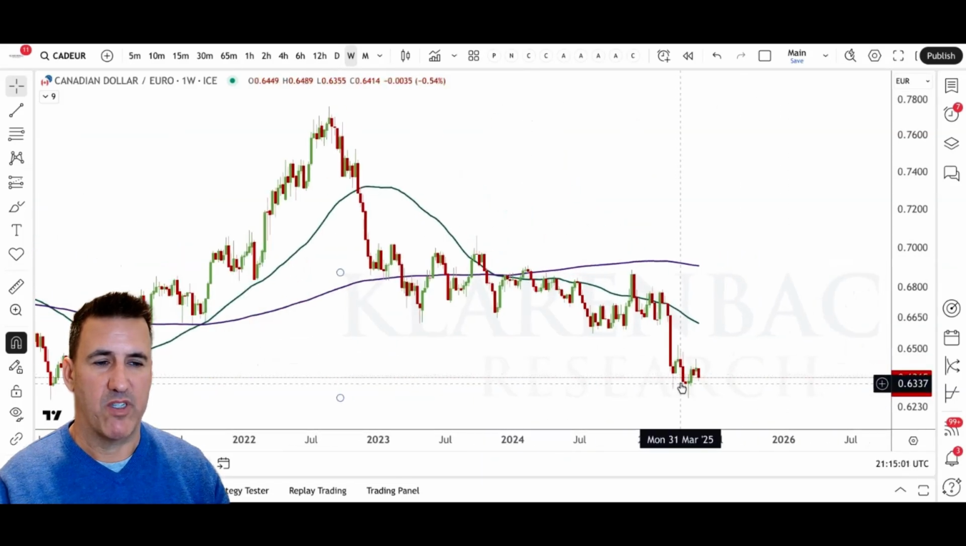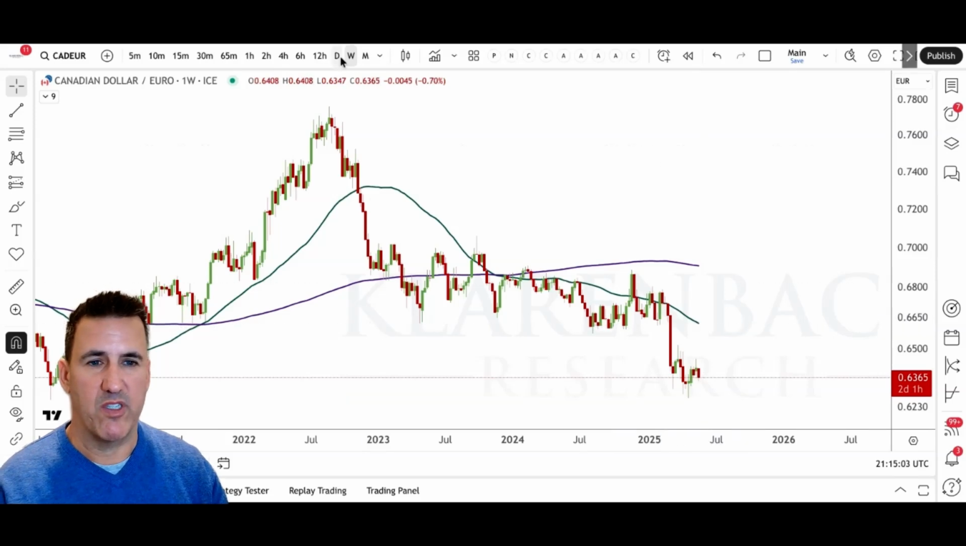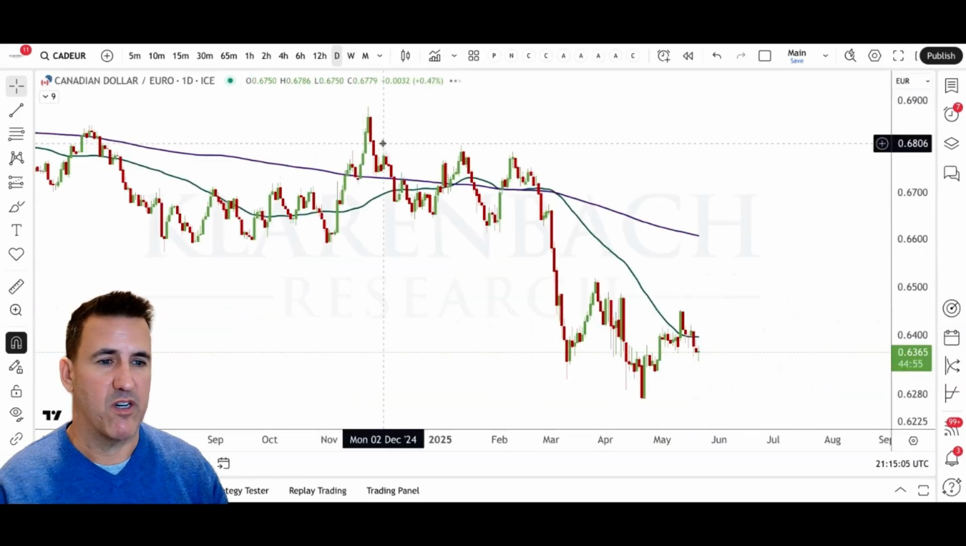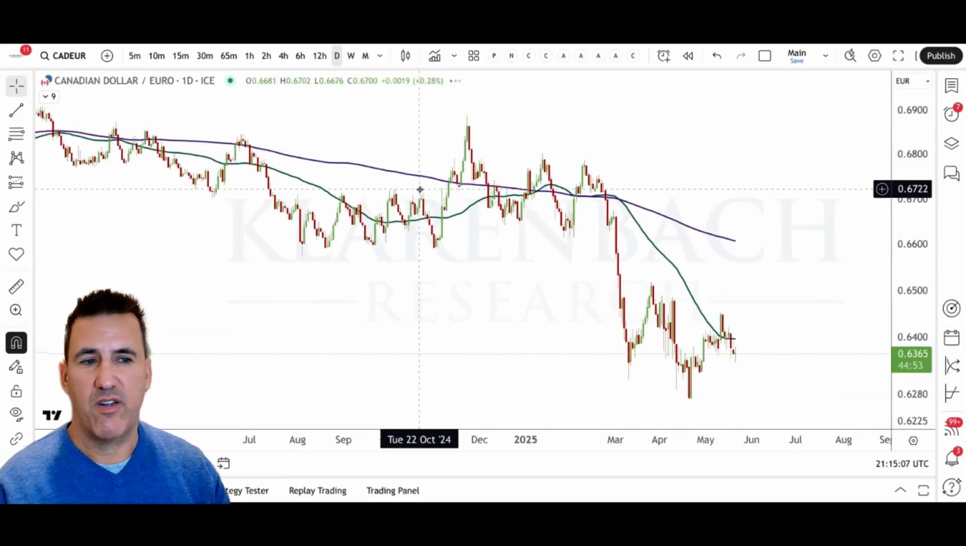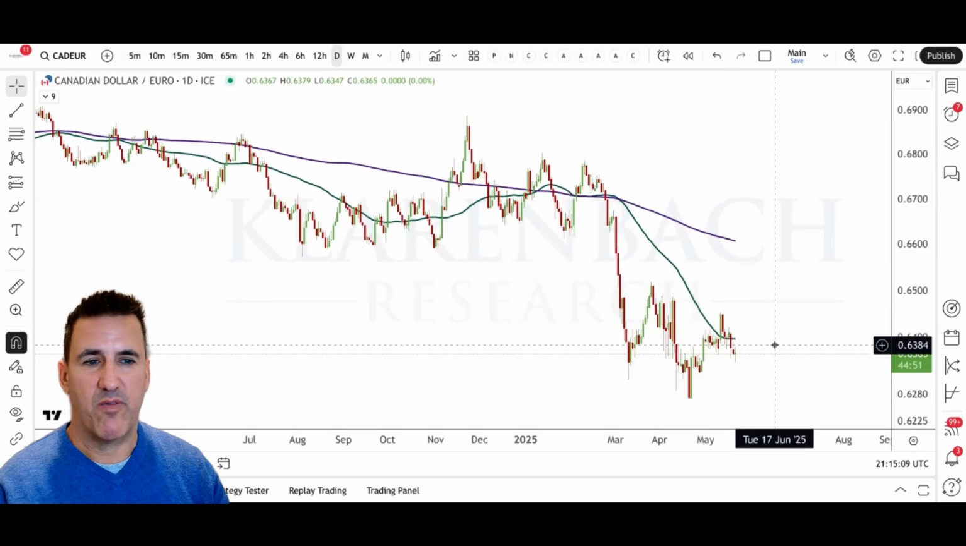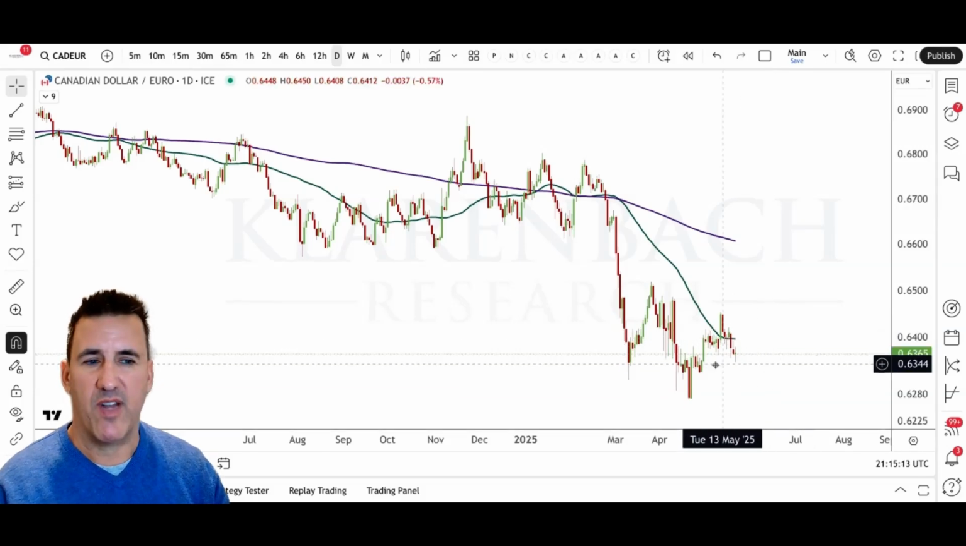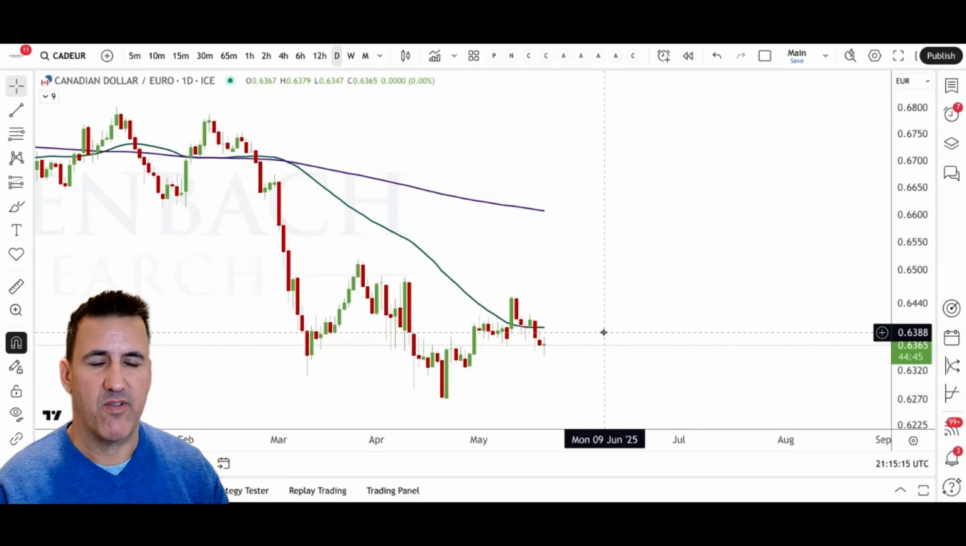And right now it's kind of moving sideways, probably waiting for these moving averages to catch up to the price on the weekly chart. On the daily chart, we got back above this 50-day moving average, which gives you some glimmer of hope. It's starting to flatten out. If you look closely, it's starting to flatten out.